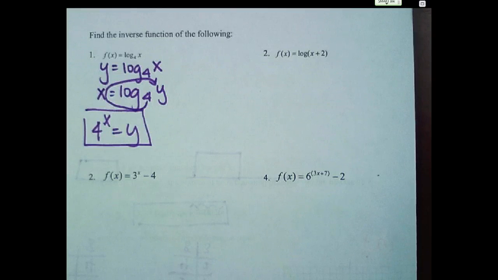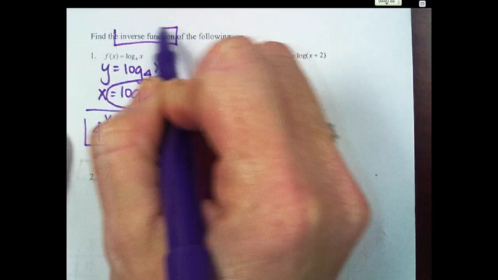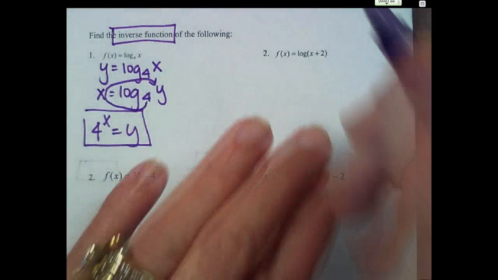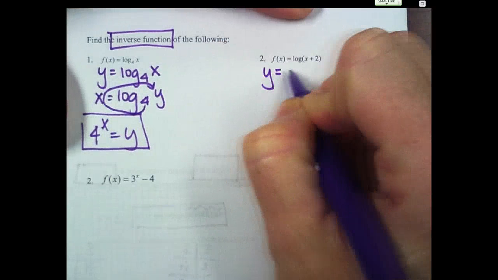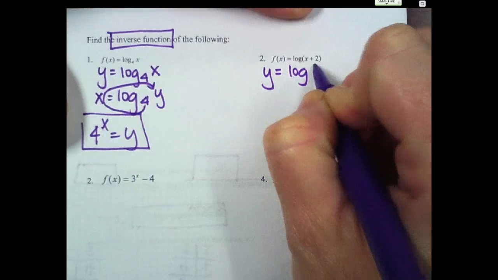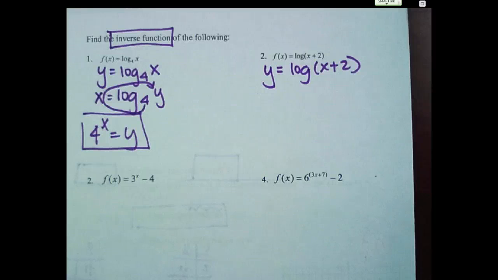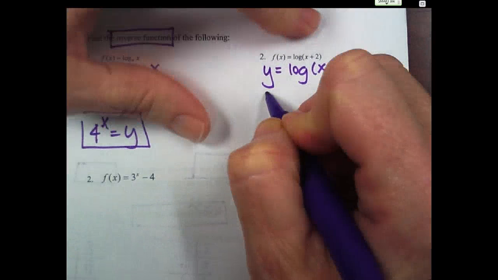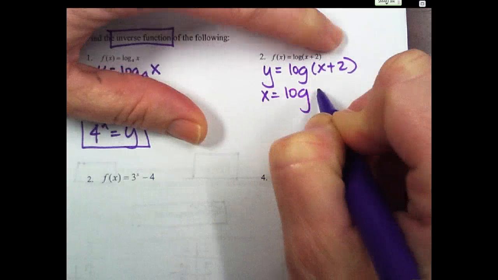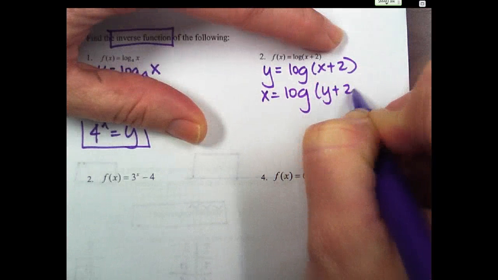Okay, let's go to number 2. Number 2 is a log. The directions were find the inverse of the function. So currently what I have would be y equals log of x plus 2. You're going to have to switch x and y and solve for y. It means I'm going to have x equals log y plus 2.